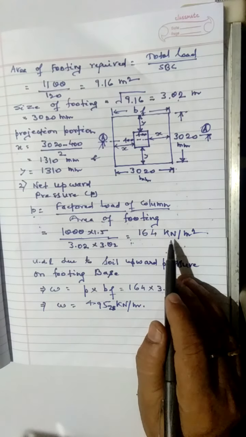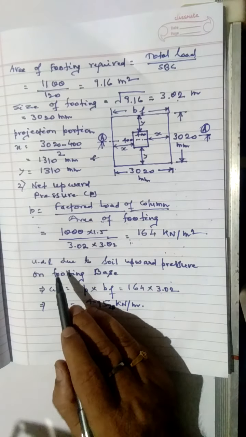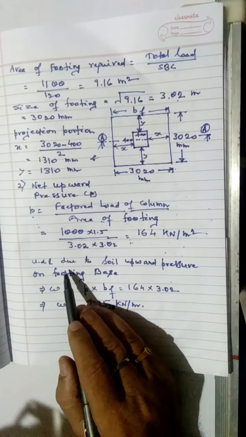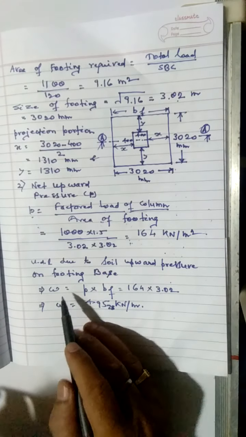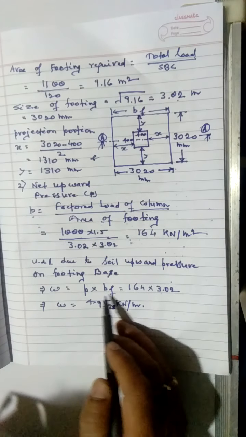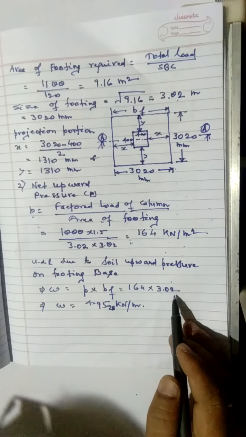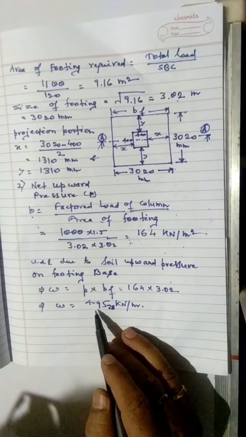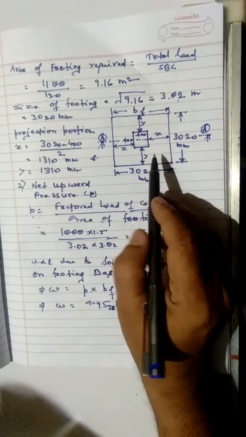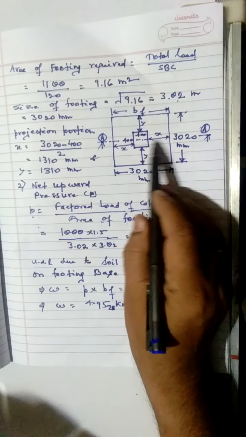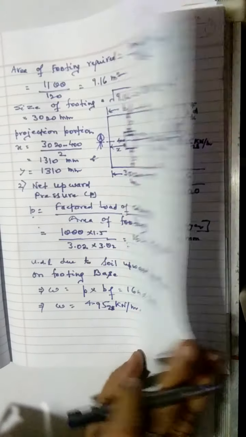To calculate the load on the footing over the projected length on all four sides in UDL form, the UDL loading due to soil upward pressure on footing base is equal to W equal to P into BF, that is the breadth of footing, that is 164 into 3.02 meter, and this comes to 495.28 kilonewton per meter. So this would be applied on this projected length on all four sides of the footing by the soil.